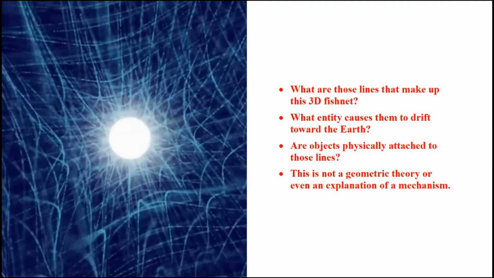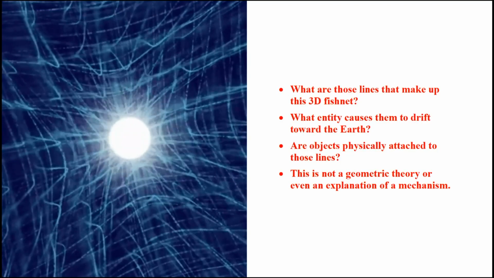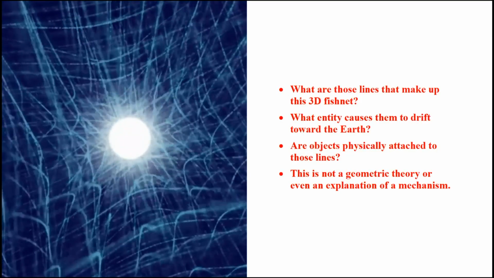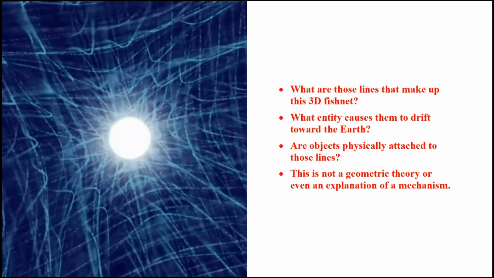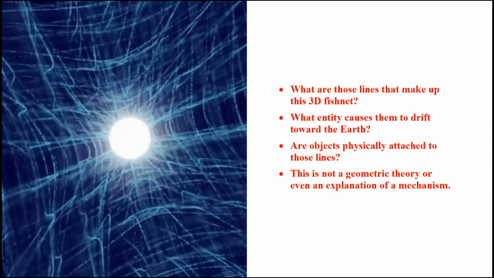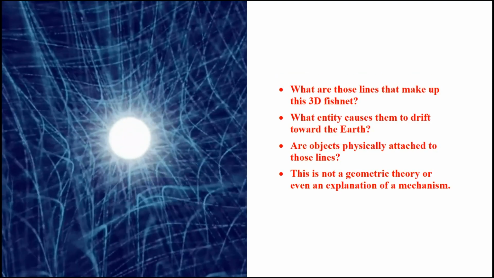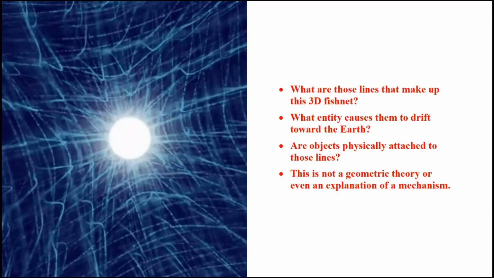So the question is, what are those lines that make up this 3D fishnet? Because so far we see 3D, we don't see any 4D object anywhere, and so we need to identify what that 3D fishnet is, what it's made out of. What entity causes objects to drift towards the Earth? What's pulling on that towards the center of the Earth? Why is it going in that direction? Why is that going in the opposite direction?